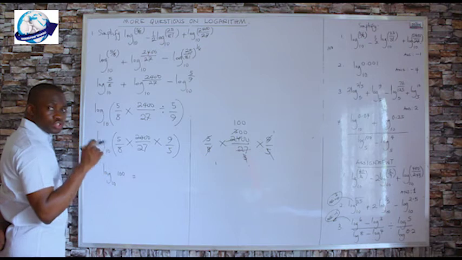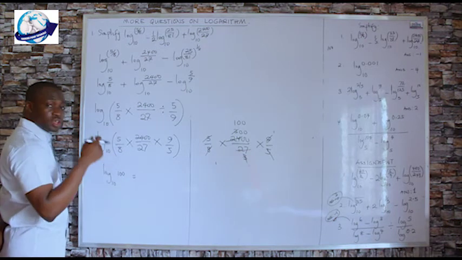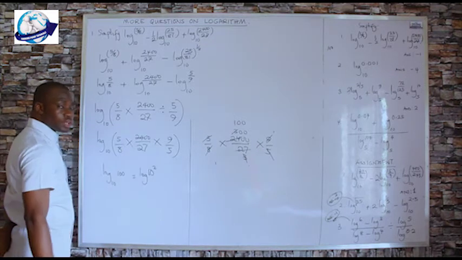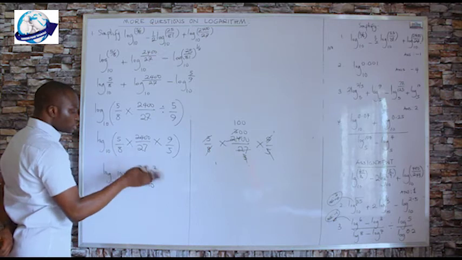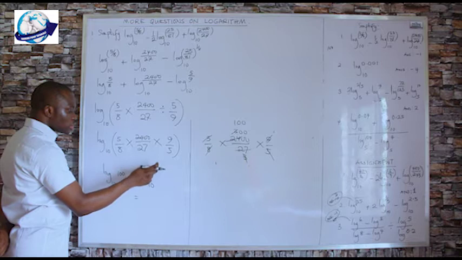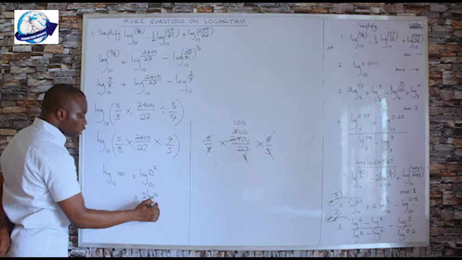But you were taught in your JSS class that 100 can be placed in index form. And what is the index of 100? That's 10 raised to the power 2, base 10. Then at this junction, we apply the law of logarithm, which says that the power of logarithm goes back to multiply the logarithm to give you 2 log 10 base 10.